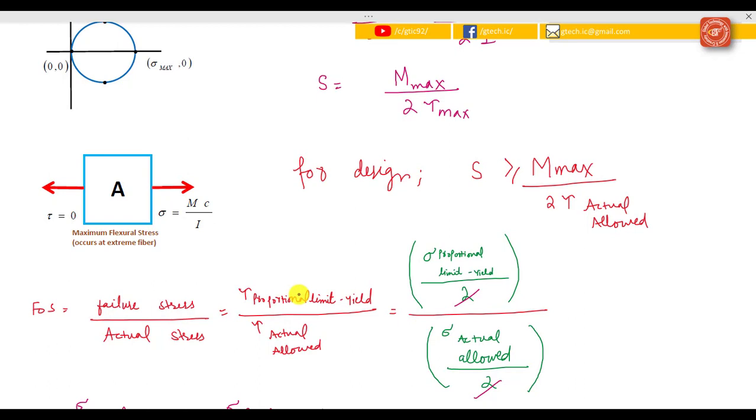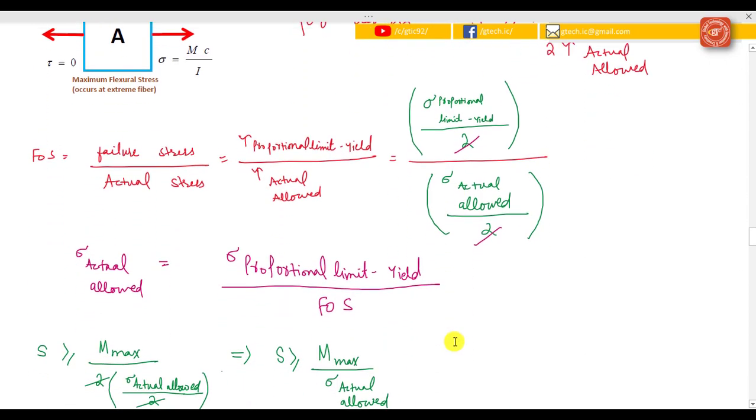And remember, factor of safety is failure stress over the actual stress. In this case, we are going to say that the failure stress is the shear stress, or that the yield is equal to the proportional limit. So it is the same as the yield normal stress divided by 2 over the actual normal stress divided by 2. We can factor out these twos, and we find that here is our result.